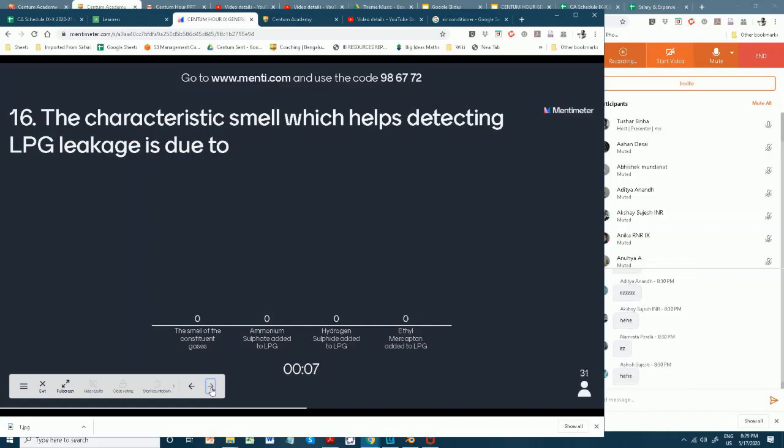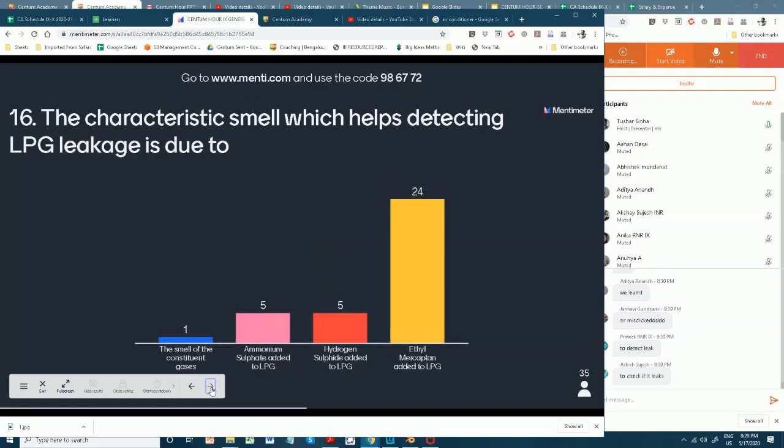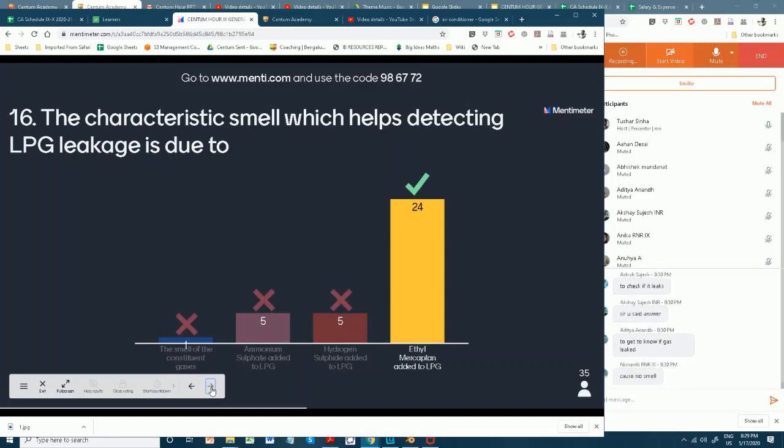But why do we need to add ethyl mercaptan? You know this already, but why do you need to? Why can't the pure gases be there simply? Because the constituents are odorless gases. Methane, ethane, propane, butane are all odorless gases. If they had some odor in themselves, you didn't need ethyl mercaptan, isn't it?